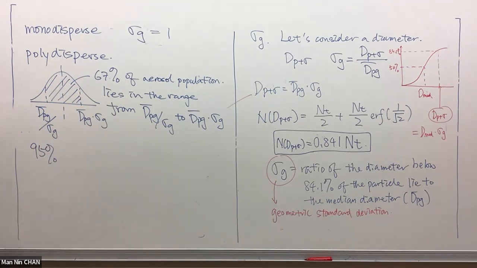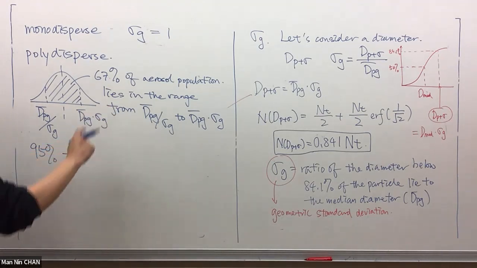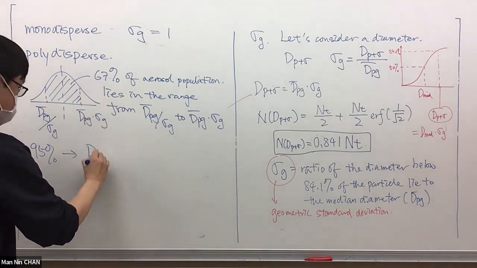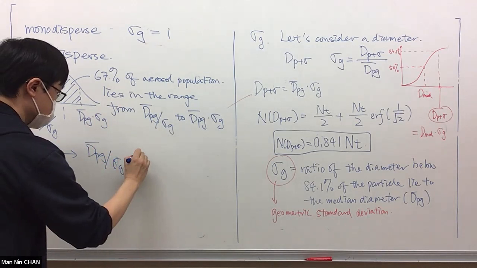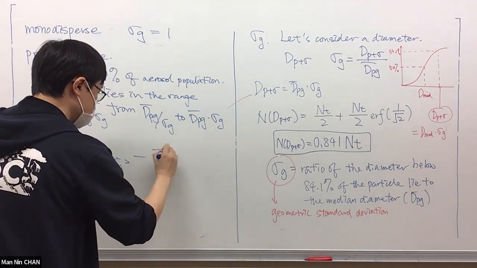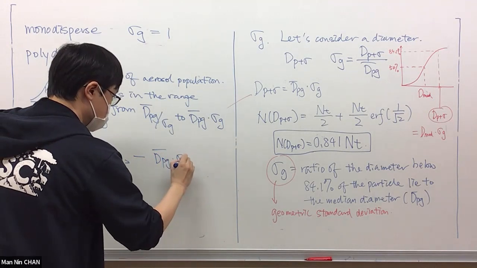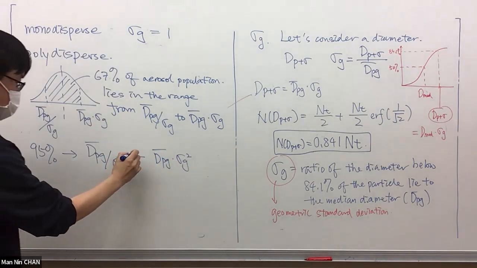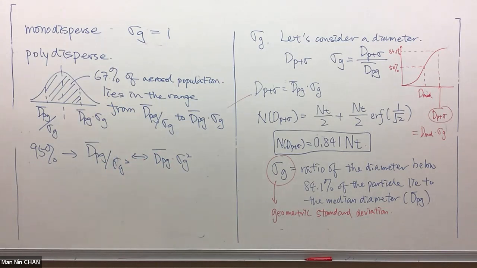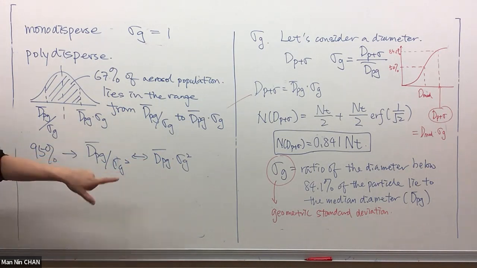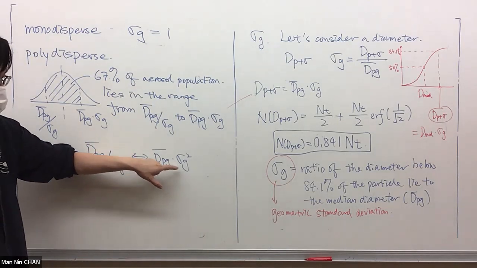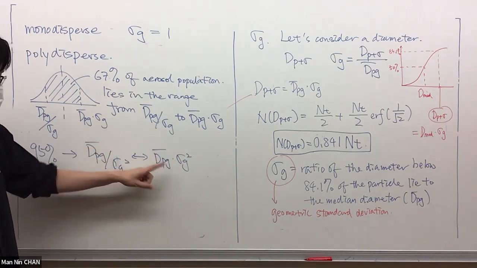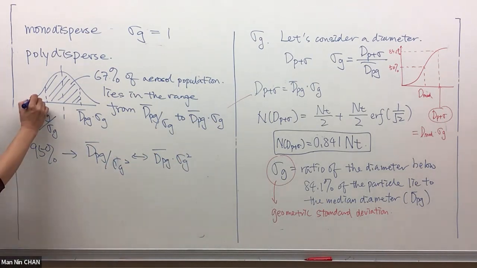So in case this is about 67%, if you're interested in looking at 95%, then you are talking about the square. So you are looking at the size range from your median diameter divided by your geometric standard deviation squared, to your median diameter times sigma g to the power of 2. So you're looking at this particle size range.